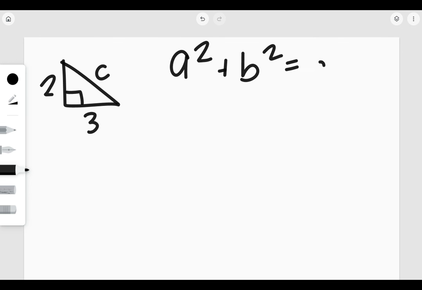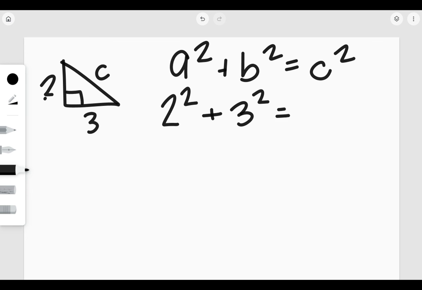Well, I start with my formula, a squared plus b squared equals c squared. And then I begin to fill in the things I know. Do I have an a squared? I do, it's 2. Do I have a b squared? I do, it's 3. Do I know my c? I don't, so it stays. And now I begin to solve my equation.